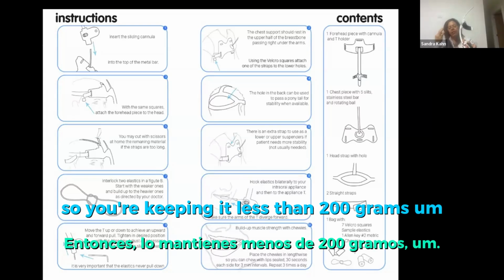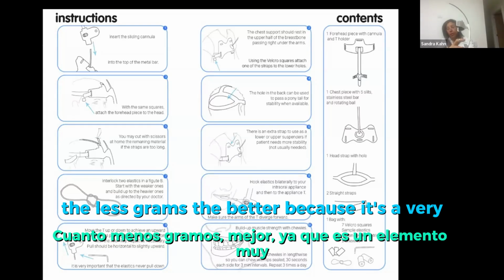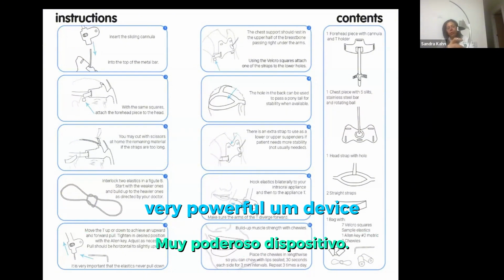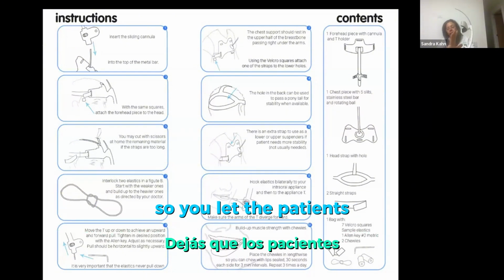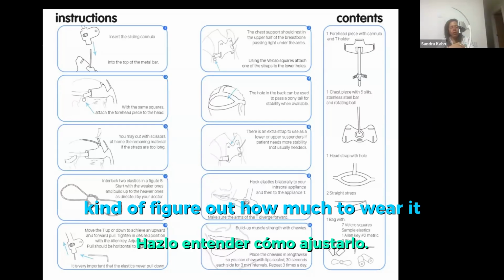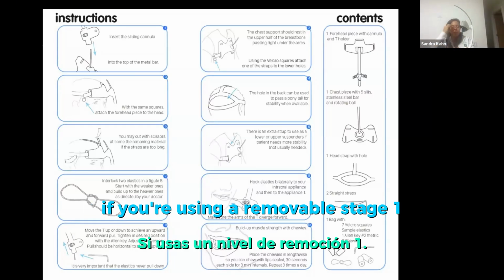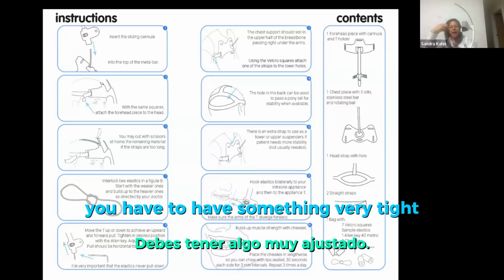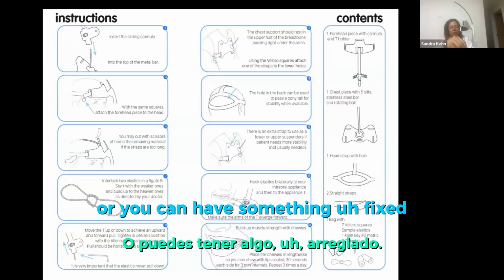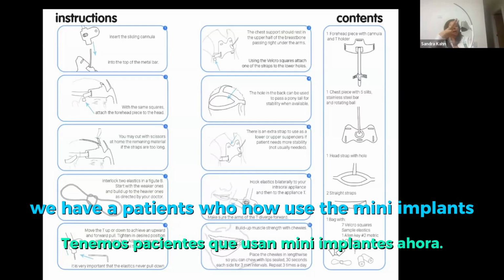So you're keeping it in less than 200 grams. The less grams, the better, because it's a very, very powerful device. So you let the patients kind of figure out how much to wear it, and if you're using a removable stage 1, you have to have something very tight, or you can have something fixed.